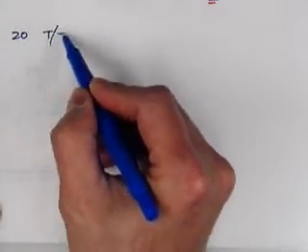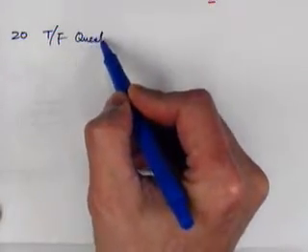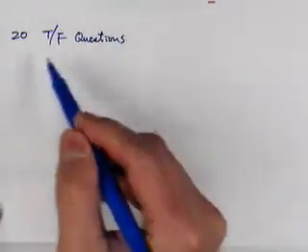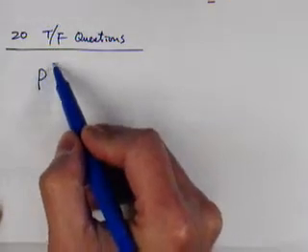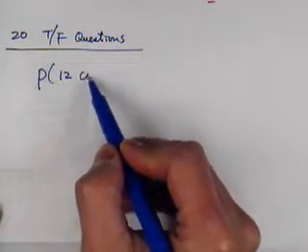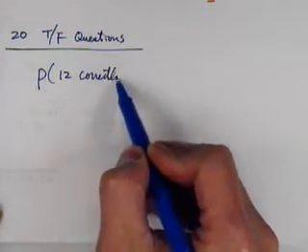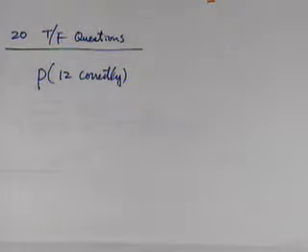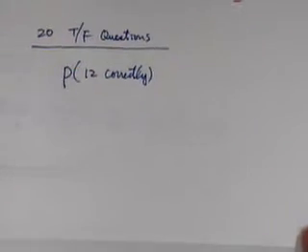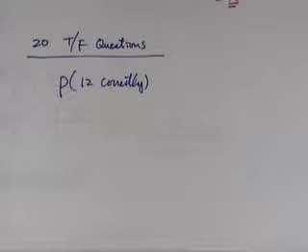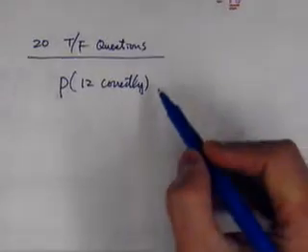You have 20 true or false questions. What's the probability of answering 12 correctly? The books say 15, so I'm using 12, and you can go back and practice the 15. So how do you solve this problem, to answer 12 correctly?